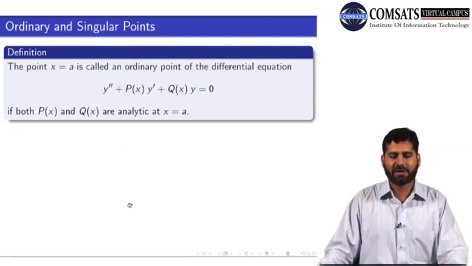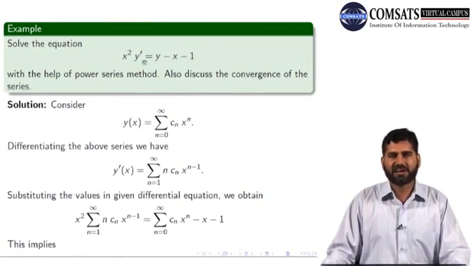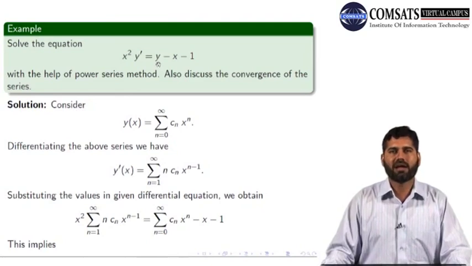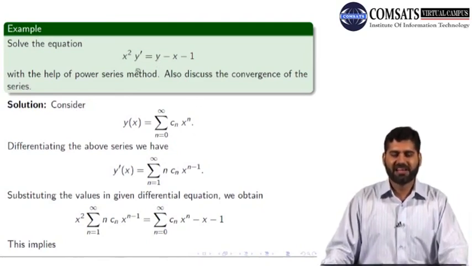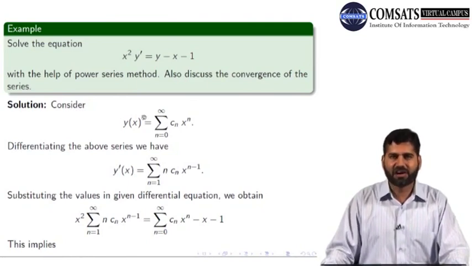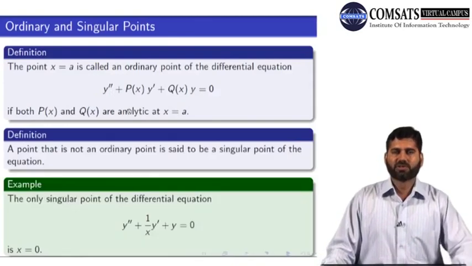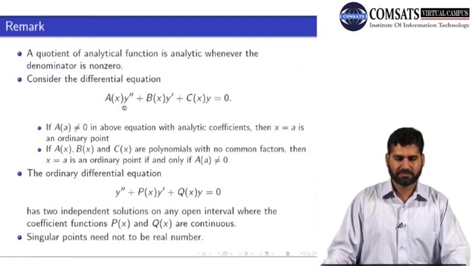And this is what happened in this example. If I write it in standard form, x divided by x squared gives 1/x, and the coefficient of y is 1/x squared, which is singular at x = 0. It means the series method is valid for ordinary points but not for the singular ones. So this is how we define the ordinary and singular points of the differential equation.